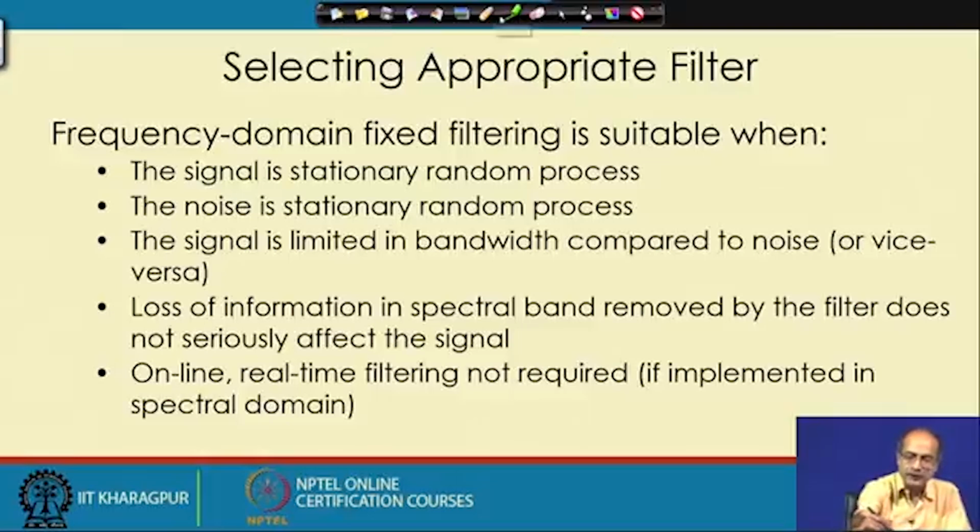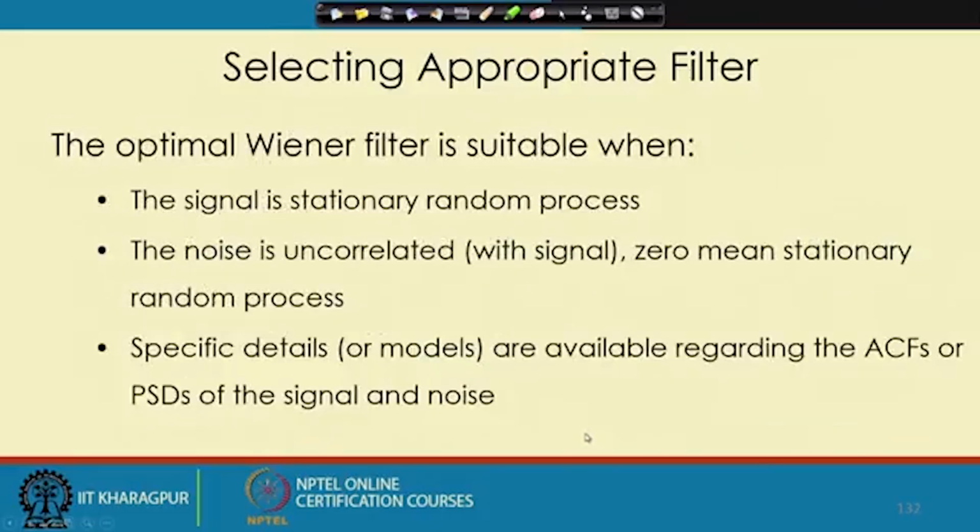However, if we have a time domain filter designed in the frequency domain, then like any other MA filter, that can be applied in real time. So, let us move next.